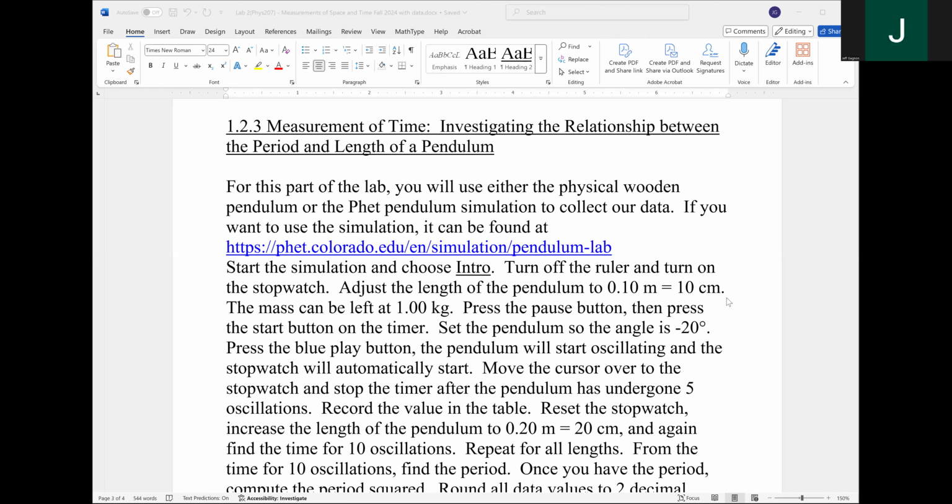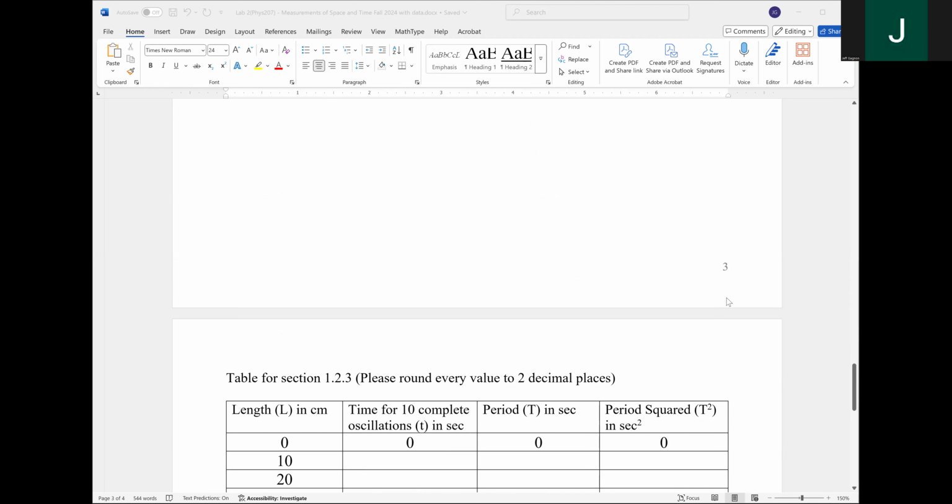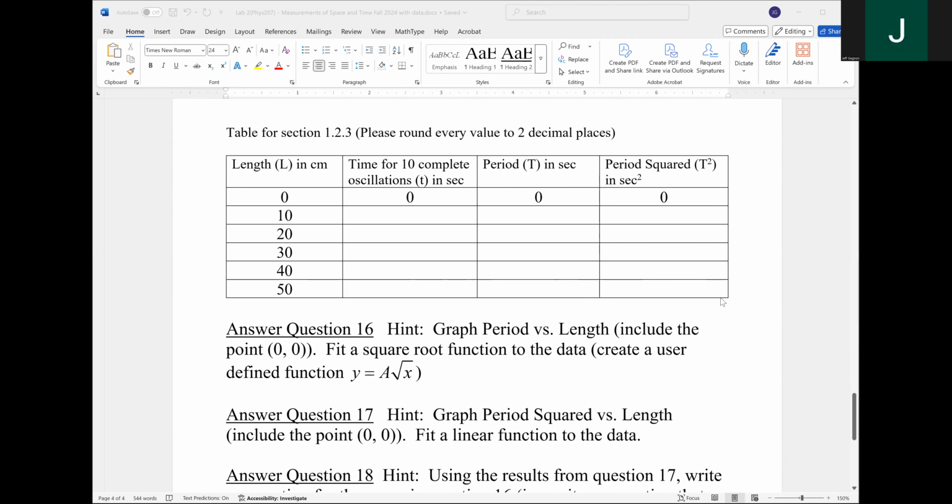All right, so let me bring up the table so you can see what data you need to collect. So for each of these lengths here, when the pendulum is 10 centimeters, 20, 30, 40, 50, what you need to collect for data is the time for 10 complete oscillations of the pendulum. And then the last two columns I'll explain later, you can calculate these values. So this is the important column right here. This is the data that you need to collect using the simulation. So let me go to the simulation right now and I'll show you how you set it up so that you can start collecting these values.